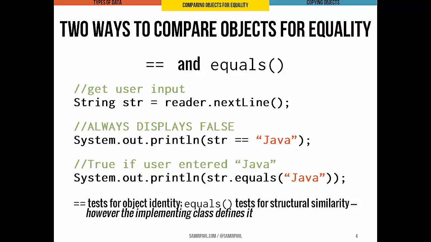So think about this following code chunk. It reads a string from the keyboard, and then it uses both methods, the double equals operator and the equals method, to compare this string to some other string literal, and then it just outputs the result. This first line is us getting the input. The second line is us checking to see whether that input equals the string Java, and this is always going to display false, because the double equals tests for object identity. The string literal Java has a different identity than the string str.